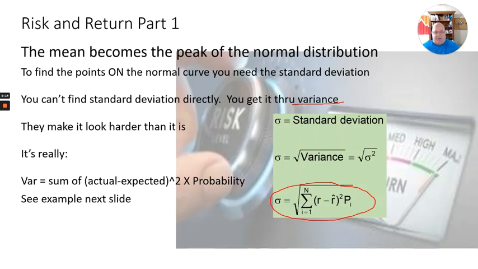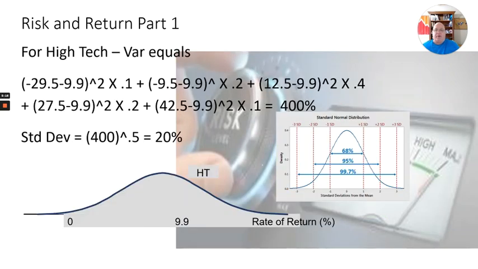Let's see an example of that. So if we went back to high tech, what we had before, we realized that the expected return was 9.9%. And we take each of the actual observations. In the first case, there was a 10% chance that you would lose 29.5% of your money. So you take minus 29.5 minus 9.9 because that point is way over here. It's over in this part of the distribution and so forth. But at any rate, you square it and multiply by the probability.